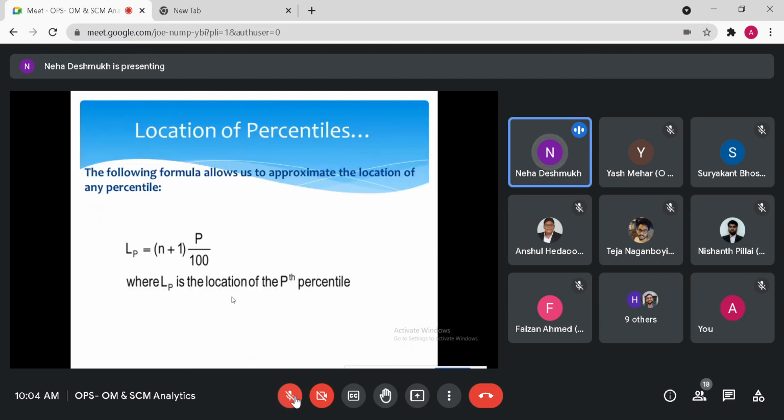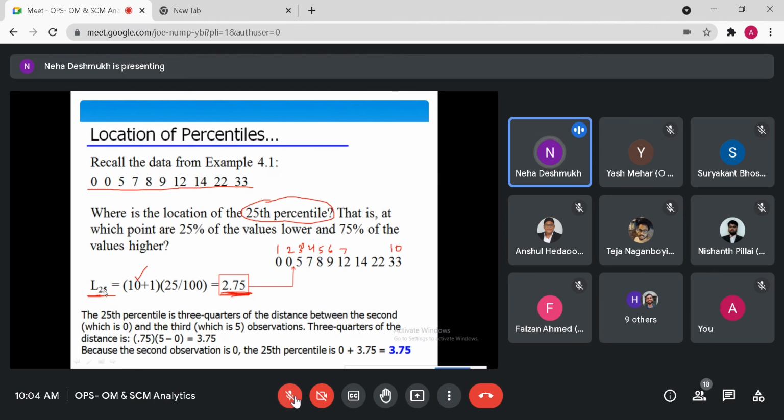We have discussed this is the formula to calculate the location of any percentile. This is the location value, right? So in this case, L25 is what? It is the location of 25th percentile. So location of 25th percentile is 2.75. Are you with me?